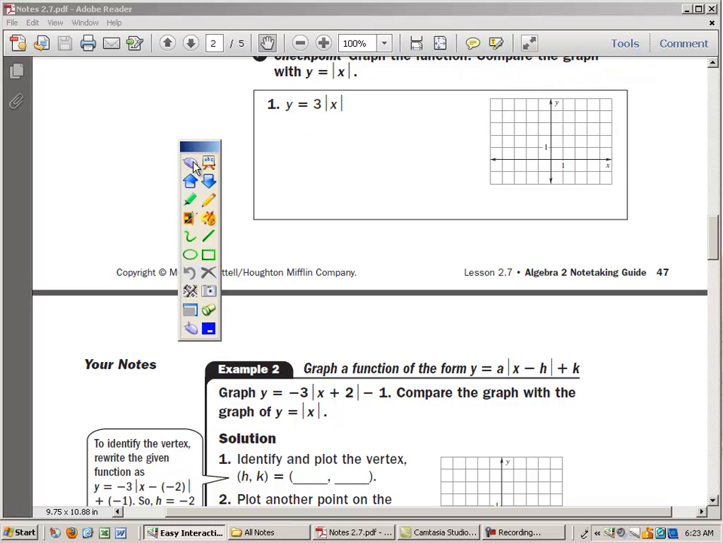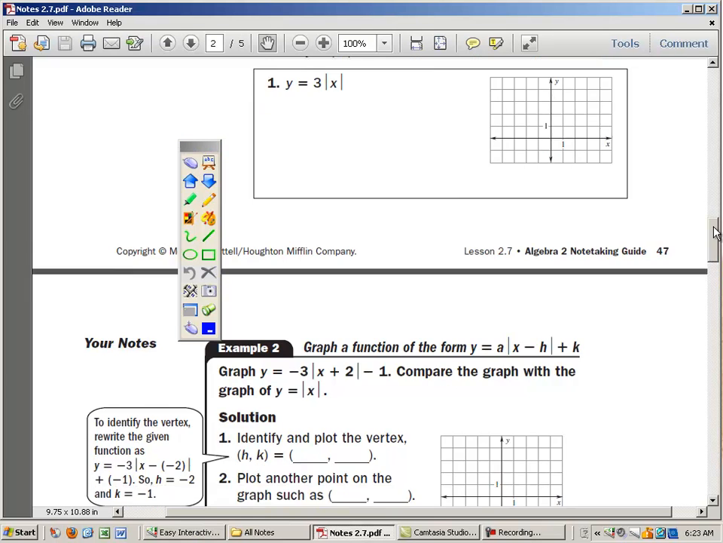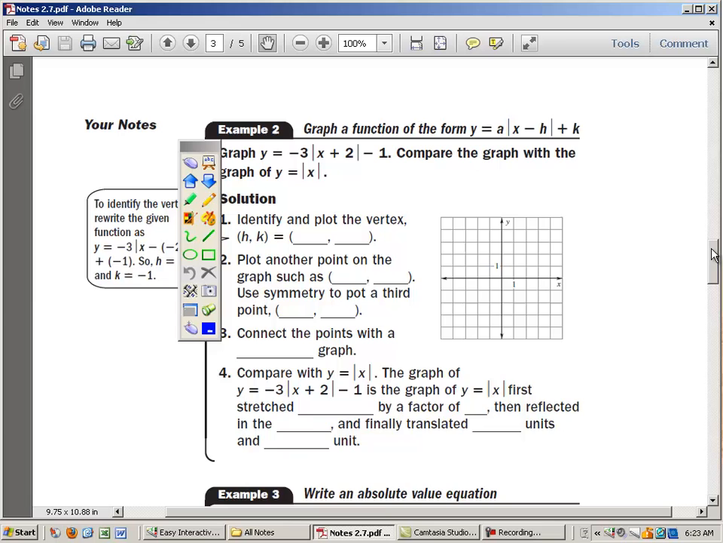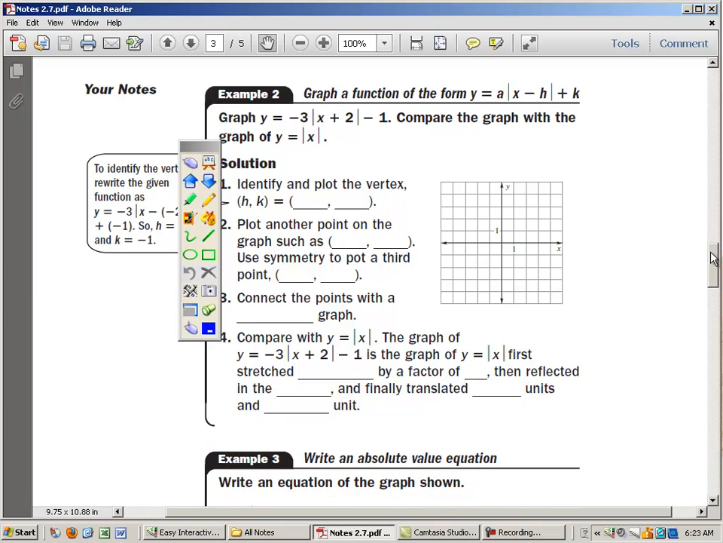All right. So what happens if we do some other stuff in here? Now there's all kinds of other things that we can do to this absolute value function. And so we want to take a look at graphing y equals a times the absolute value of x minus h plus k. General form of this.